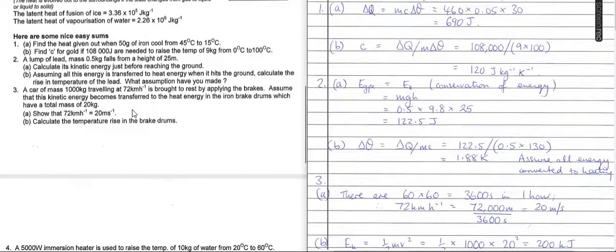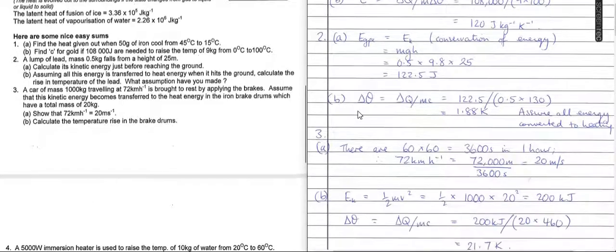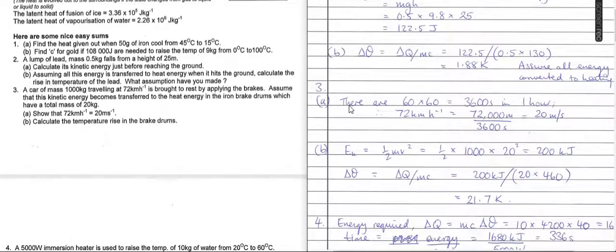Now with a show that question, you need to show as many steps as possible. So in this case, we would write there are 60 times 60 equals 3,600 seconds in 1 hour. So we're showing that we understand that we need to convert the hours into seconds, and in order to do that, we need to consider this relationship here, that there's 3,600 seconds in 1 hour.